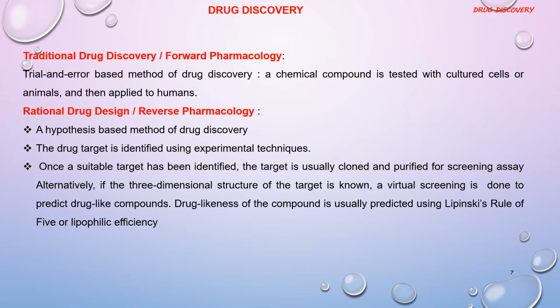lab to clinic. Rational drug design is a systematic approach of drug designing. In this method, the target is identified and the molecule is designed and tested using computational approaches, structure-based designs, QSAR, etc. And drug likeness of a compound is usually predicted using Lipinski's rule of 5 or lipophilic efficiency.